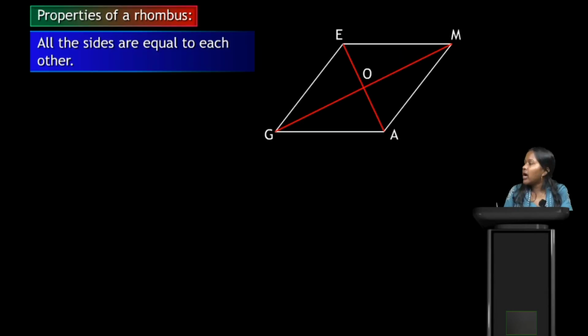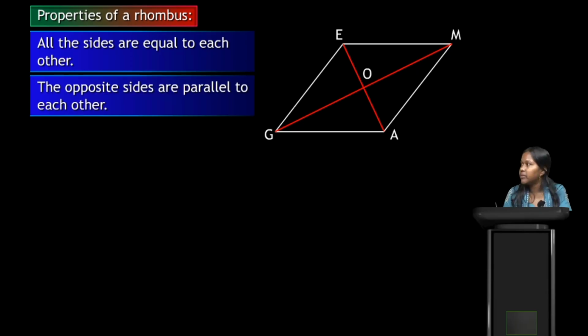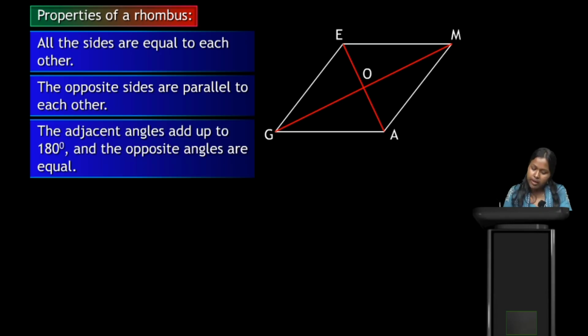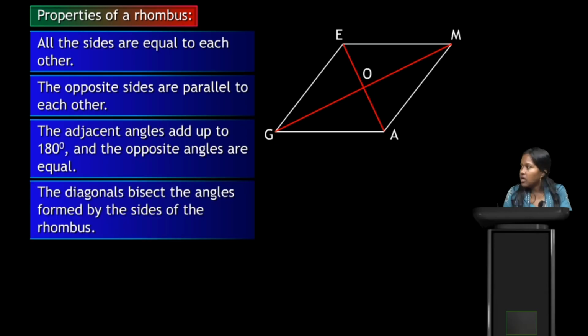Okay, now properties of a rhombus. Let's see. All the sides are equal to each other. This is the first property of a rhombus. This must be fulfilled, otherwise it will not be a rhombus. Opposite sides are parallel to each other. This is also true. Third is that adjacent angles add up to 180 degrees and the opposite angles are equal. Yes, this is true for a parallelogram also. These two are fully true for a parallelogram also. So as a rhombus is also a special type of parallelogram, it is true for a rhombus also.